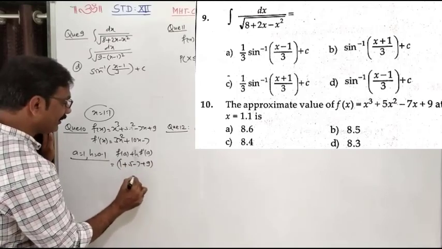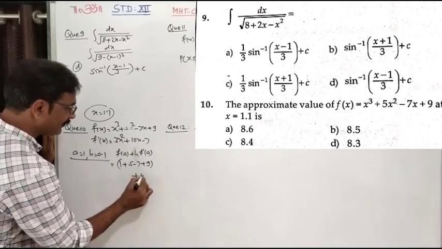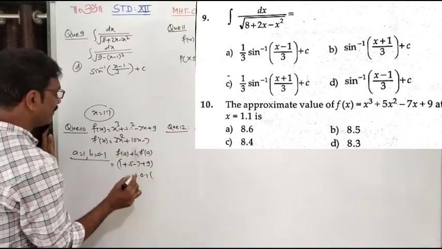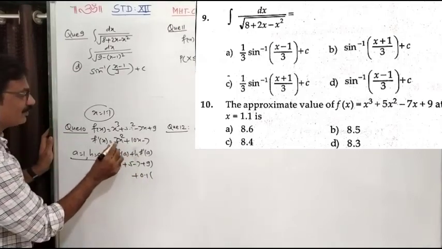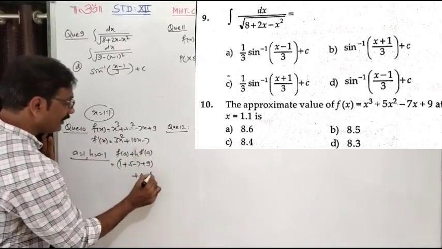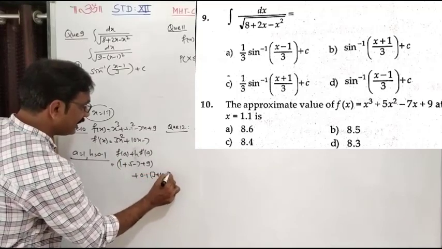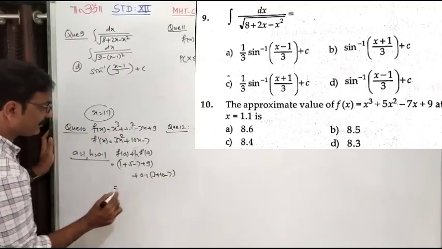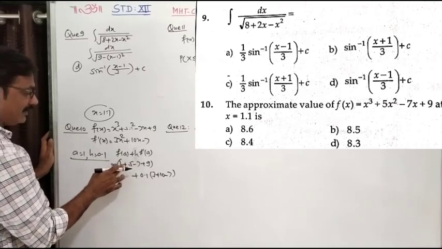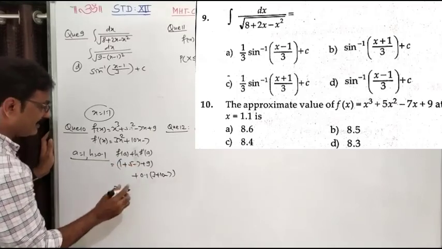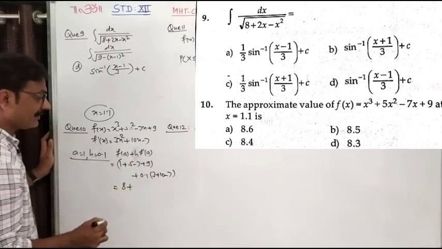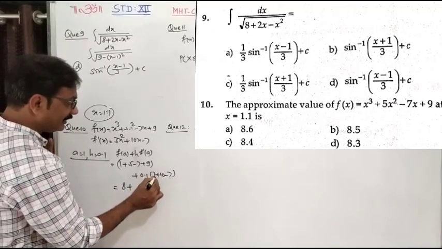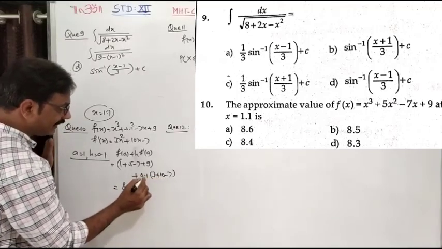Plus what is h? 0.1. f dash of this, here x equal to a, 1, 3 plus 10 minus 7. How much is that? 5 and 1, 6, minus 1 plus 9, it is 8. 10 plus 3, 13 minus 7, it is 6.